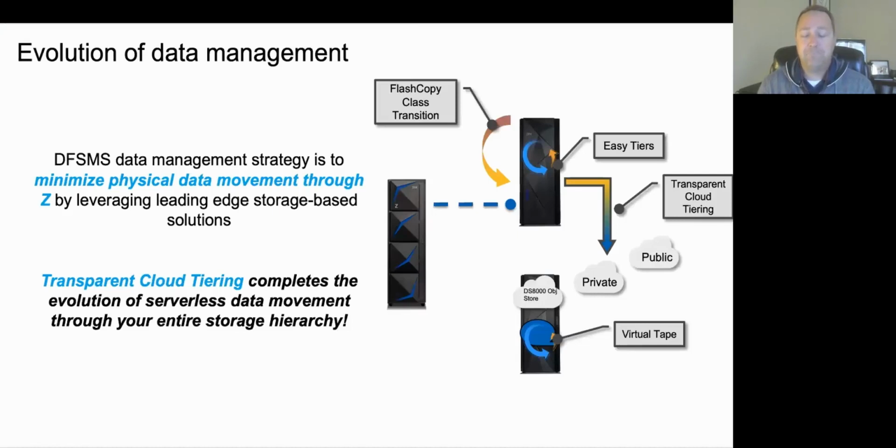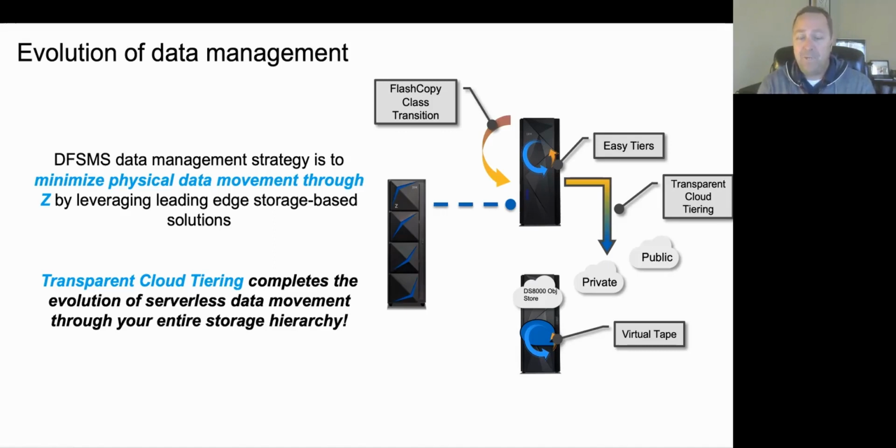Okay, so the strategy within DFSMS when it comes to data management is to minimize the physical data movement through the IBM Z host by leveraging leading edge storage solutions. This isn't a new strategy. This has been ongoing for at least the last 20 years. I've been around in IBM and DFSMS for about 18. And when I came in, we were working on FlashCopy, right? FlashCopy is that technology that allows us to move data from one disk in the online tier to another disk in the online tier, right?